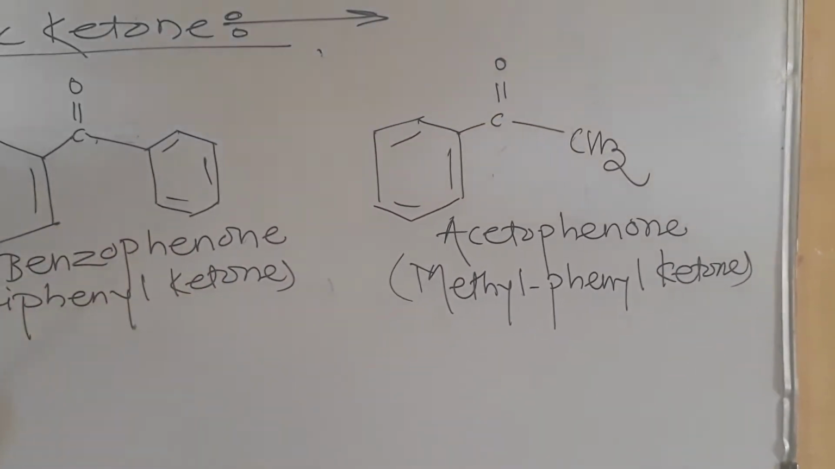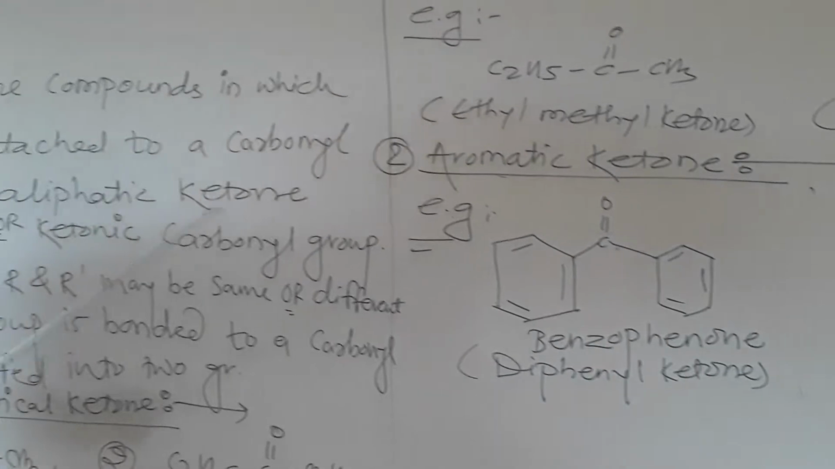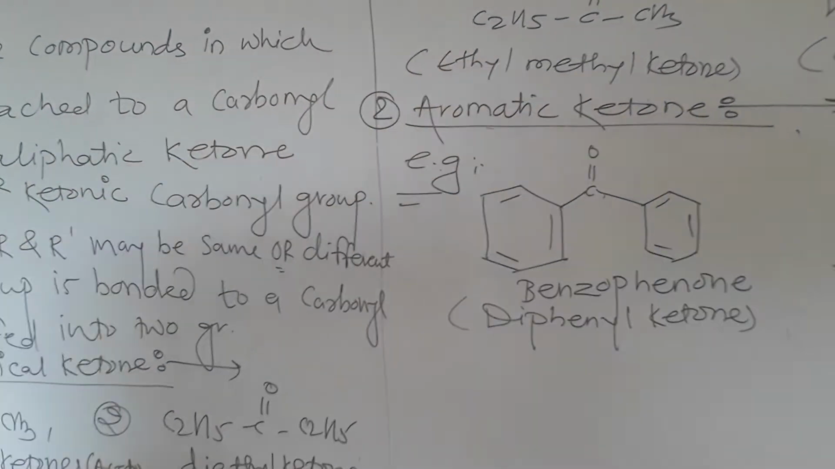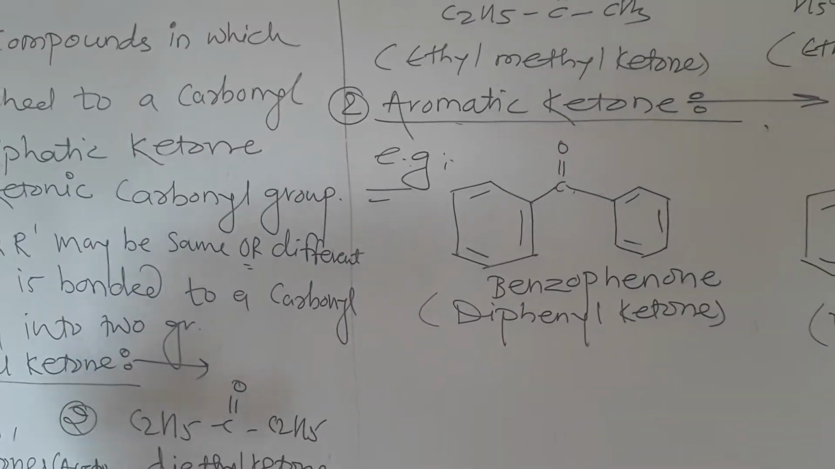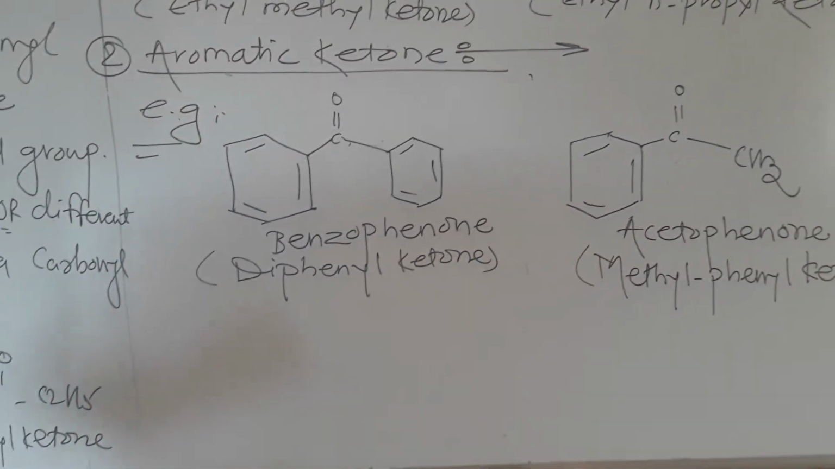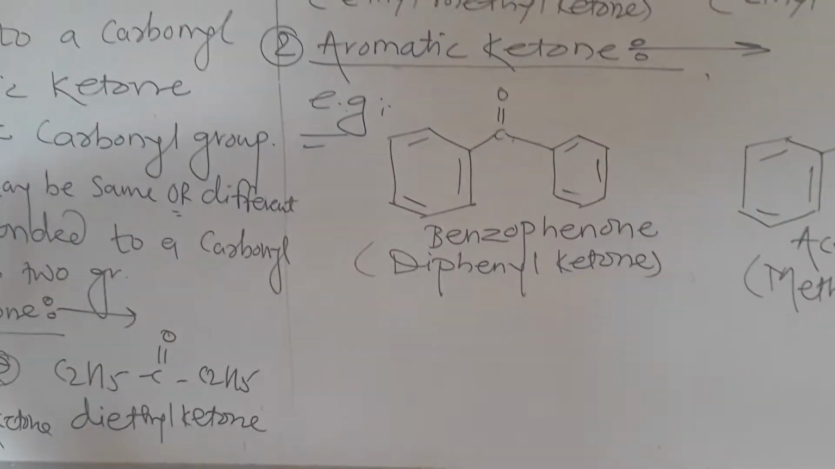But what are aromatic ketones? The compounds in which the carbonyl group is attached to either two aryl groups, or one aryl group and one alkyl group. This is the aromatic ketone.